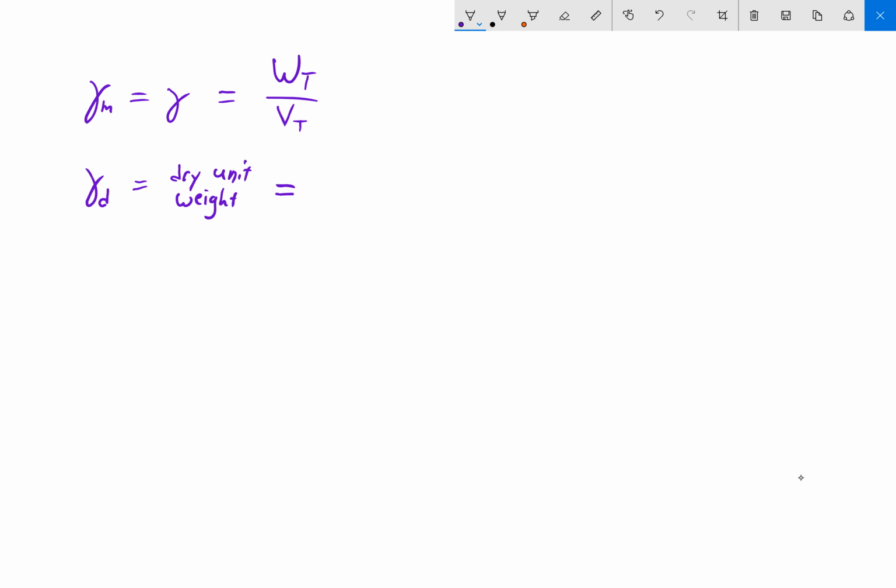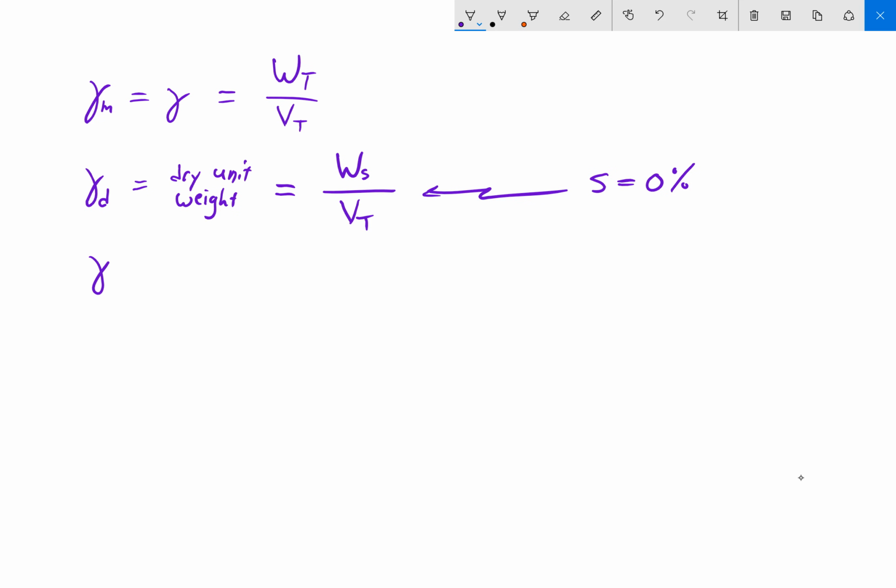Dry unit weight is equal to, can you guess? The weight of the solids divided by the total volume. Now, a lot of scholars like to think that it should be the weight of the solids divided by the volume of the solids. But that's not accounting for the void space. In the dry unit weight, you want to account for the void space, in the condition that there's no water in it. So in this instance, we would say that the degree of saturation is equal to 0%.